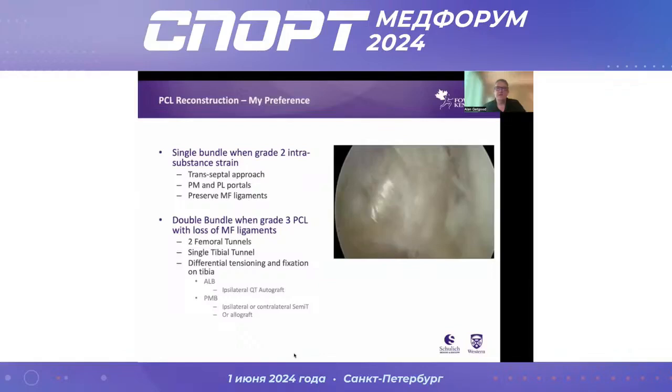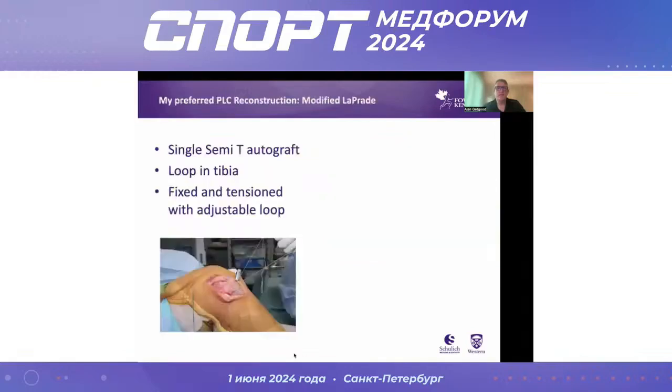In terms of PCL reconstruction, my preference is to do a single bundle when it's a relatively low-grade PCL and the meniscofemoral ligaments are intact, whereas I use a double bundle technique when grade 3 PCLs, particularly in the case of where the meniscofemoral ligaments are lost. And this involves 2 femoral tunnels and a single tibial tunnel, as LaPrade has previously described. And I'll often use a mixture of autograft and allograft.